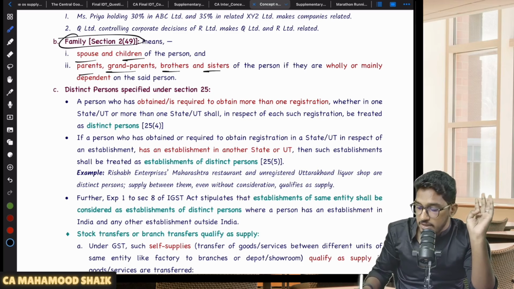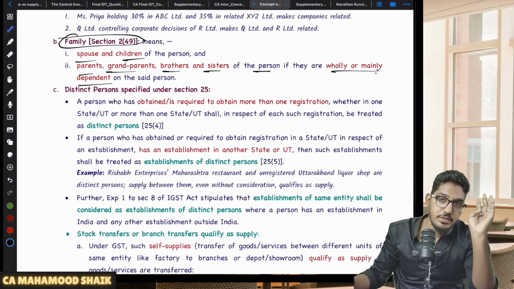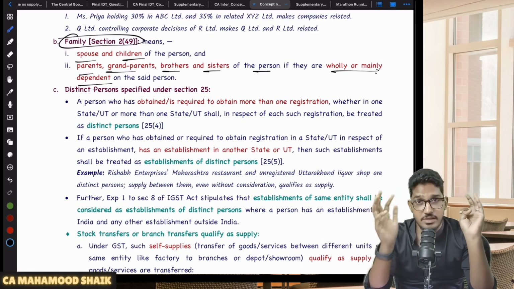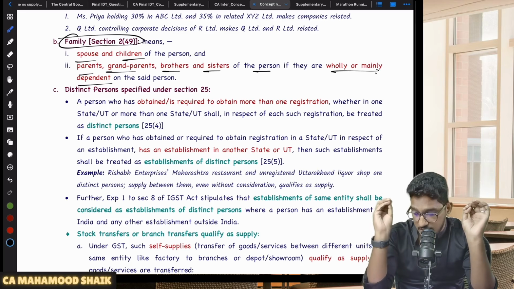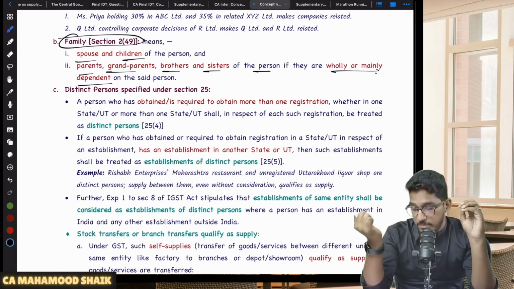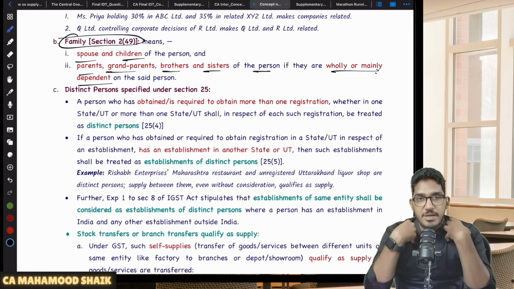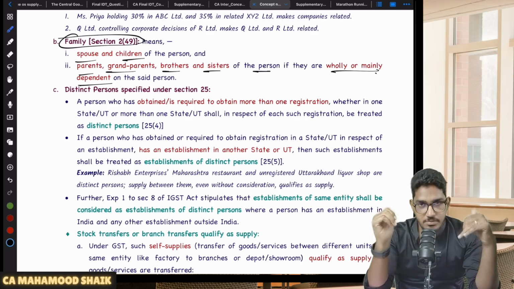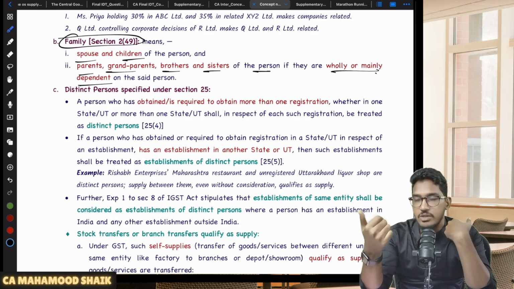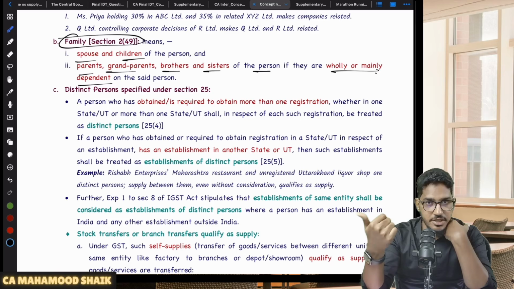Parents, grandparents, brothers and sisters of the person, if they are wholly or mainly dependent on the said person. They will be considered as related only if they are wholly or mainly dependent on me. My parents, my grandparents, my brothers, my sisters, if they are wholly dependent on me, then only we are part of the same family. Then only we are related.